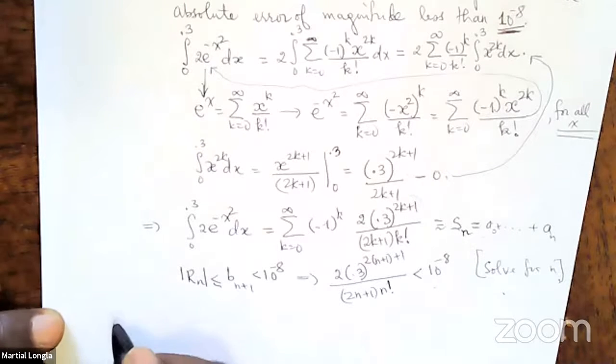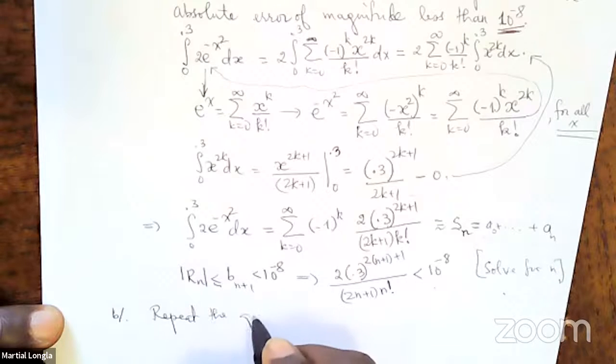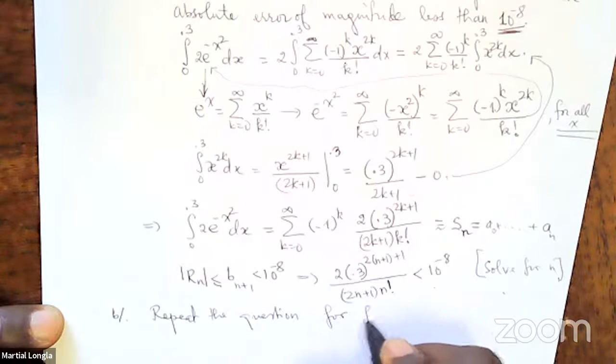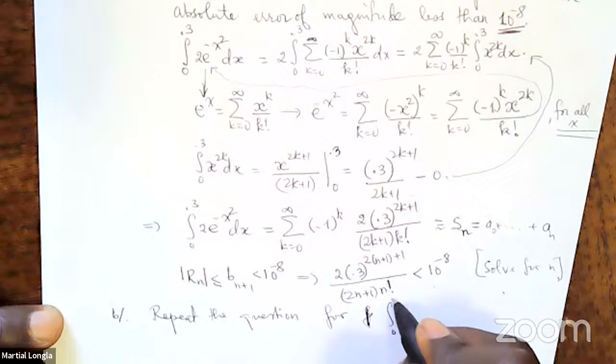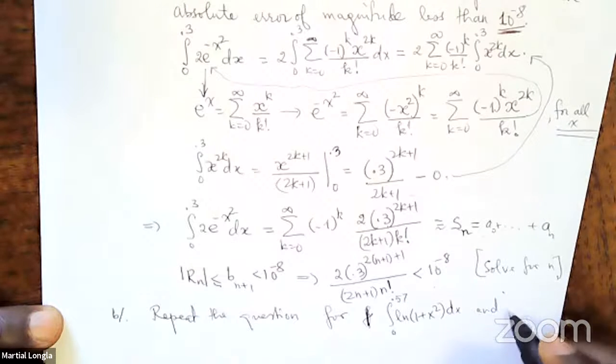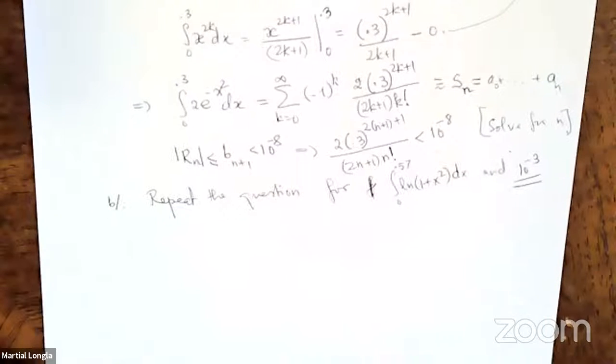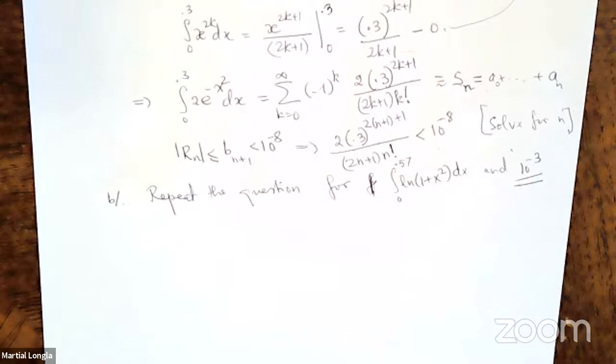All right, so if there is no question, let's do the same thing for this other question. Repeat the question: the integral from 0 to 0.57 of natural log of 1 plus x squared dx, and 10 to minus 3 for the error. So first you tell me what's the power series that you want to use for that.